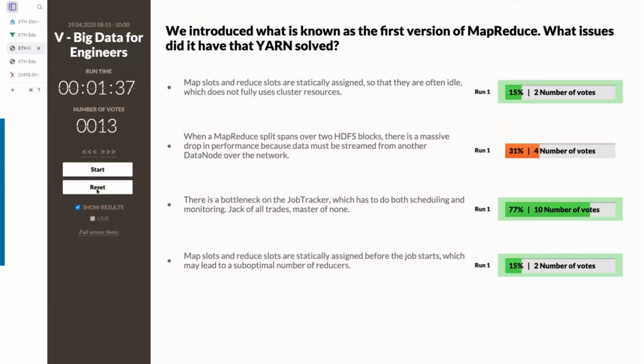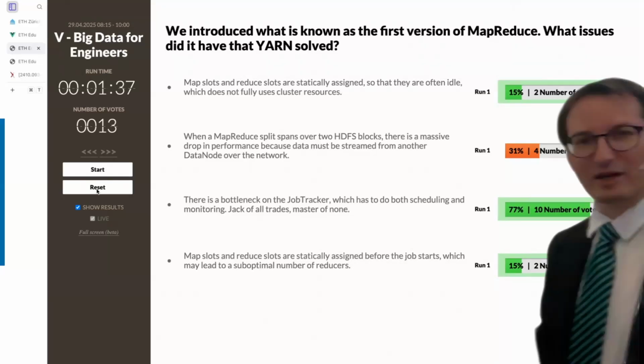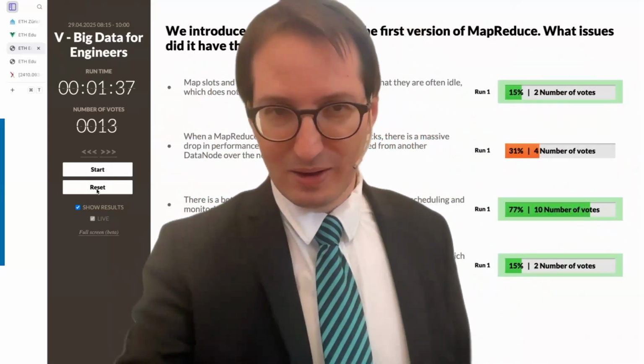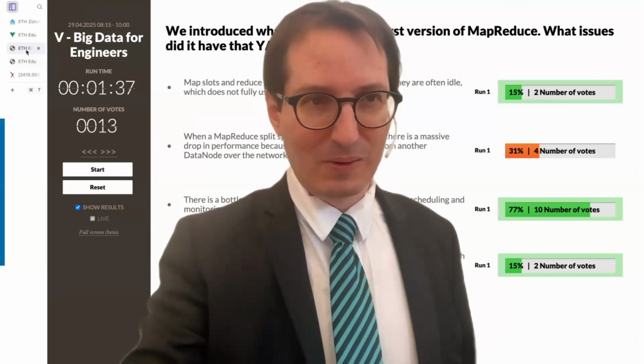And the second one, technically, it's correct that it can span over two blocks, but it's not a massive drop in performance. It's just that you need to read a bit remotely, but that wouldn't be massive. That's just little bits.